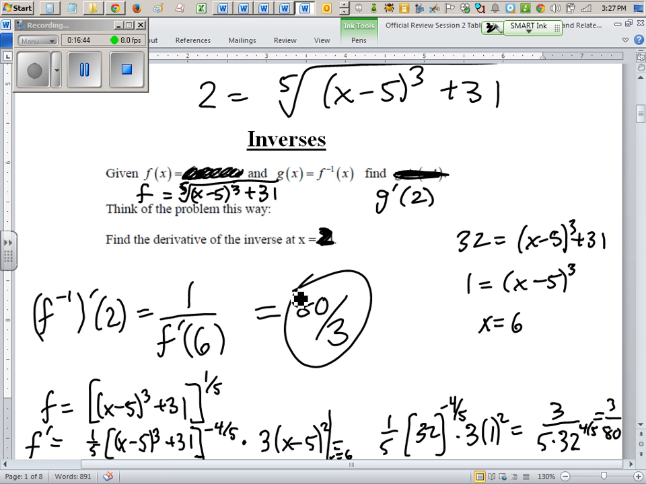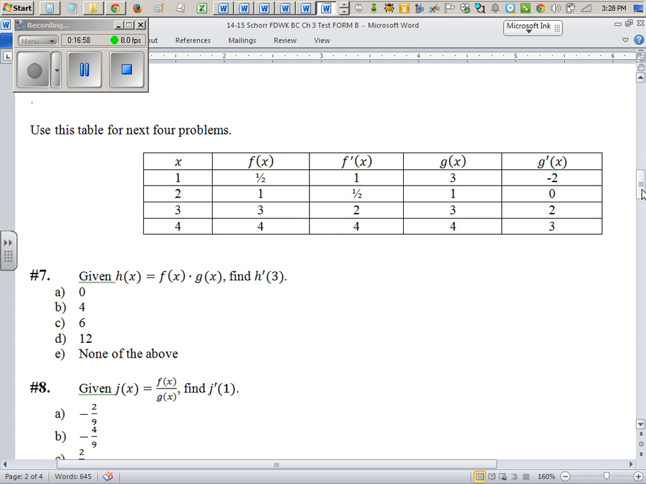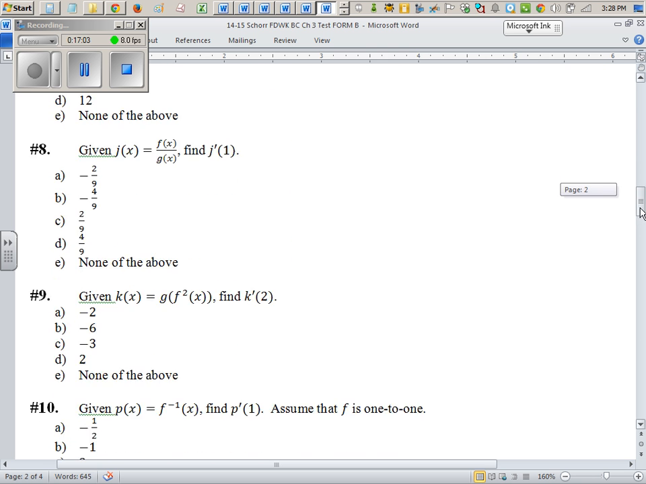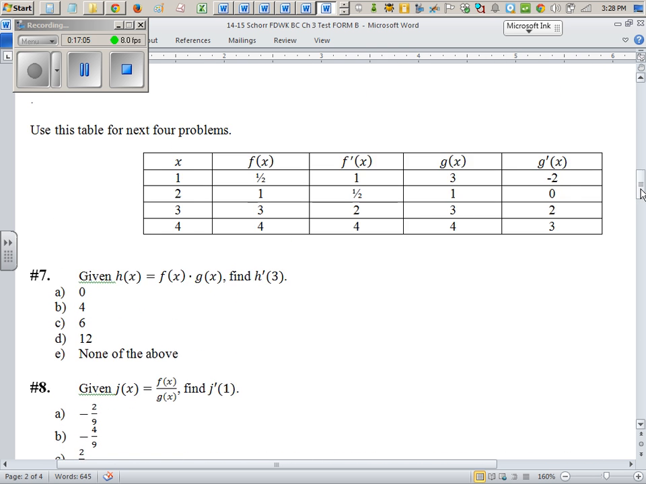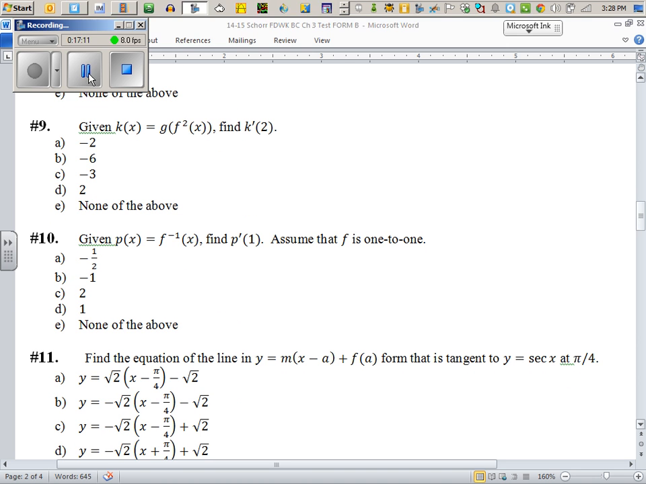How do you do inverses, like when you give a chart? Is there a way on the test? Okay, that is actually a lot easier. Let me show you how we can do that. This was our chapter 3 test, and there's a table at the top of the page, and numbers 7, 8, 9 and 10 were all referring to this table, okay? When you get to number 10, that one's sort of the hardest one.